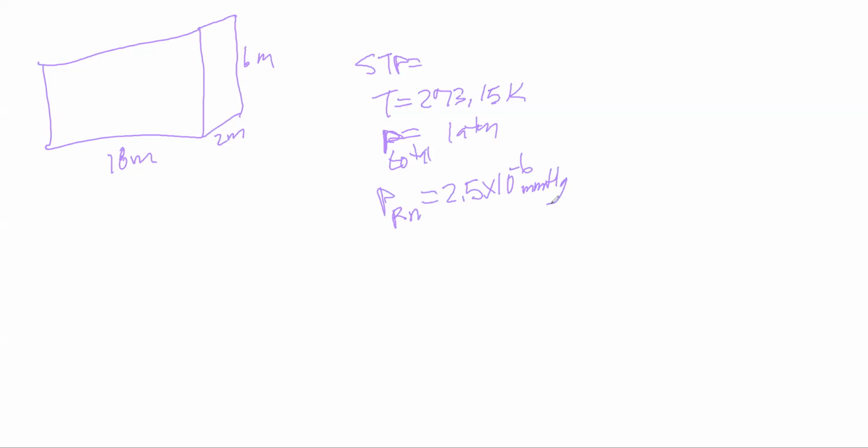So what we want to do is figure out how many liters total of sample we have. If this is a box, we need to find the volume. If we need to find the volume, it's length times width times height. So the volume becomes 18 meters times 2 meters times 6 meters.